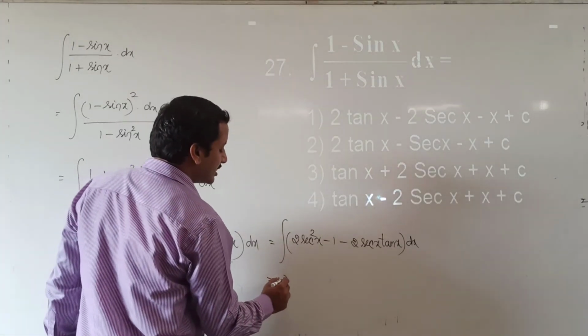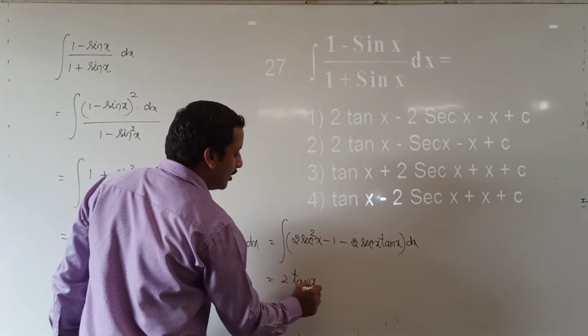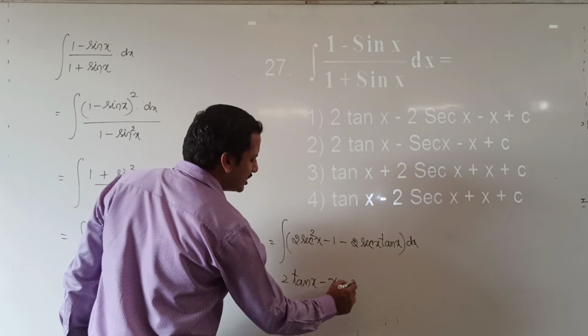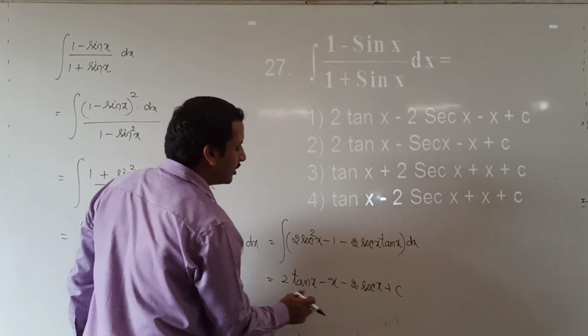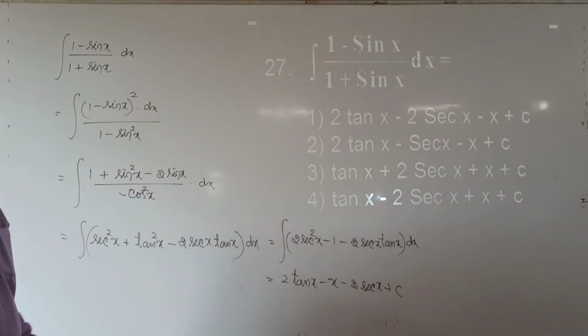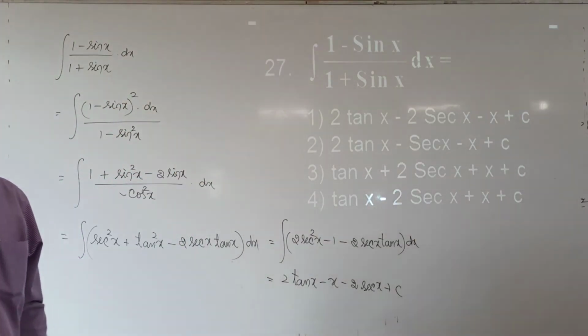Integral of secant square x is tan x, so 2 tan x minus integral of 1 is x, minus 2 into integral of secant x tan x is secant x, plus c. So 2 tan x minus 2 secant x, which is the first option.